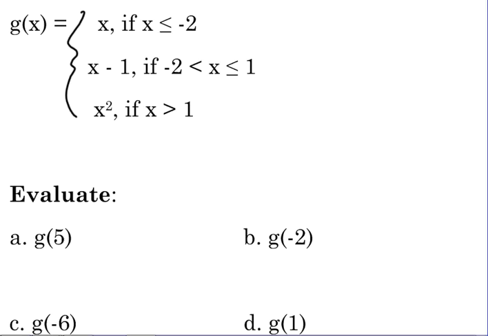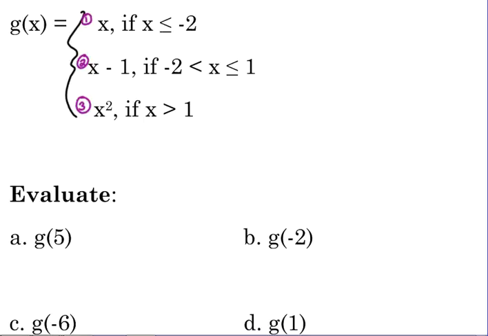Okay, let's look at one that has 3 pieces. Now, since this has 3 pieces, we could do left, middle, right, but that's just a lot of writing. So I'm going to number these. I'm going to say this is piece 1, this is piece 2, this is piece 3.